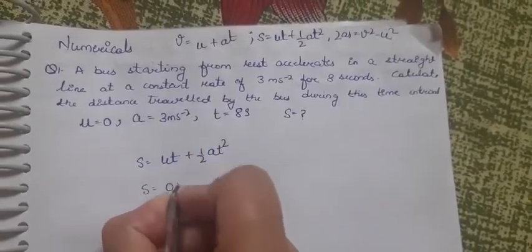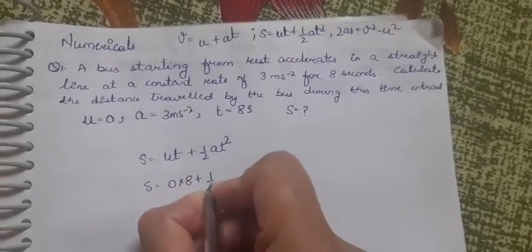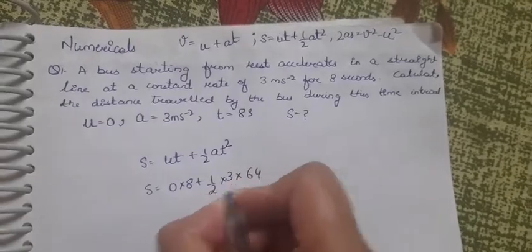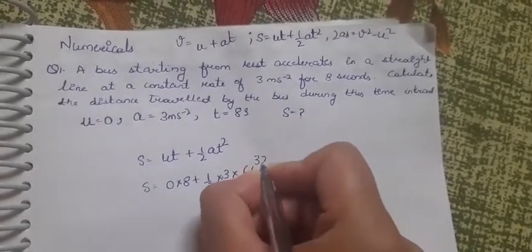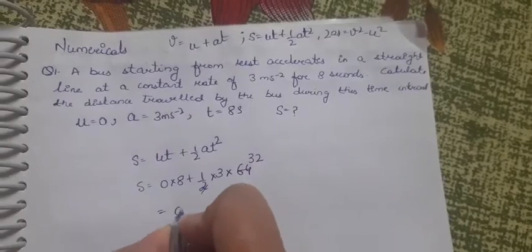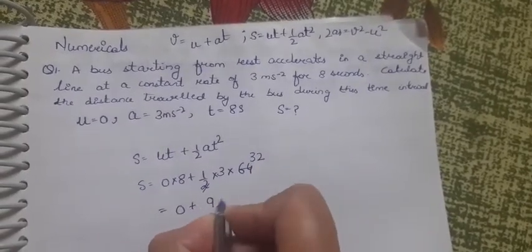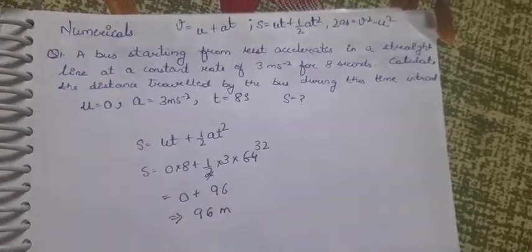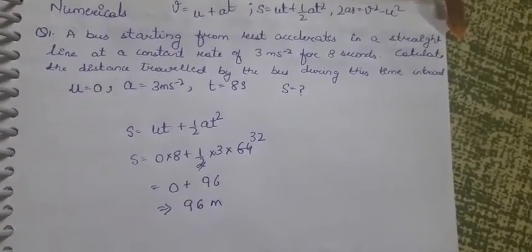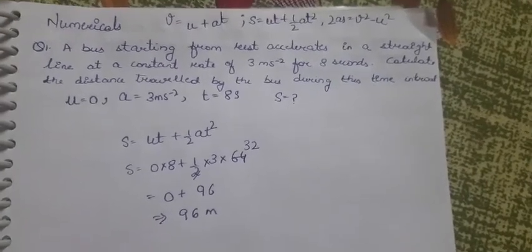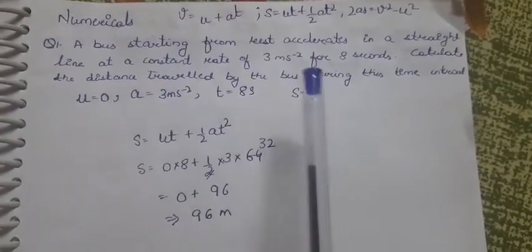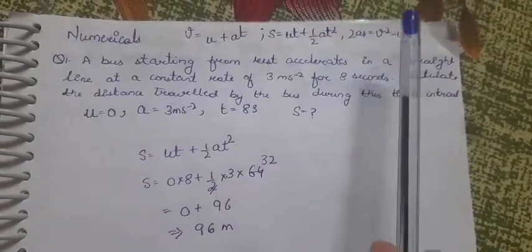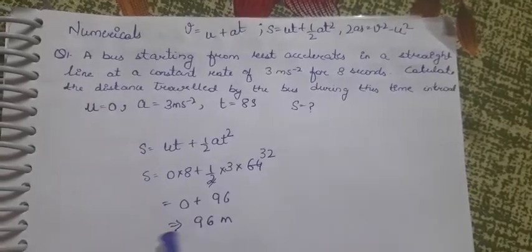u is 0. Time is 8. Acceleration is 3 and time is 8. 8 square is 64. Half of 64 is 32. The first term would be 0. 32 into 3 is 96. So the distance would be 96 meter. This is a very simple question. We only need to understand the terms which are given in the question, and by using those terms we need to verify which formula is to be used, and by using the formula we can simply get the answer.